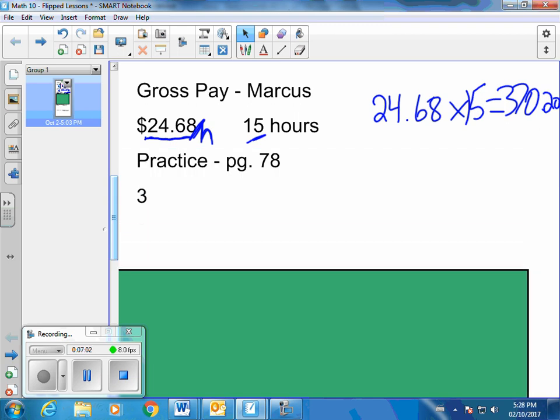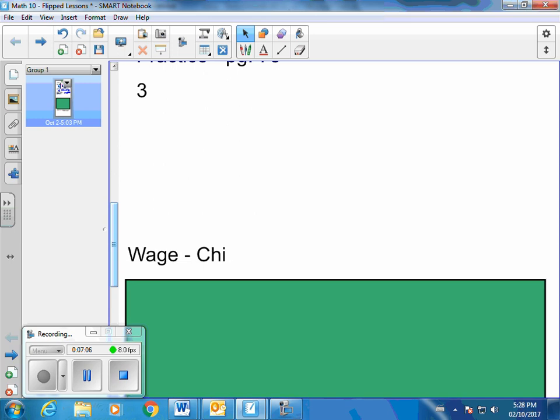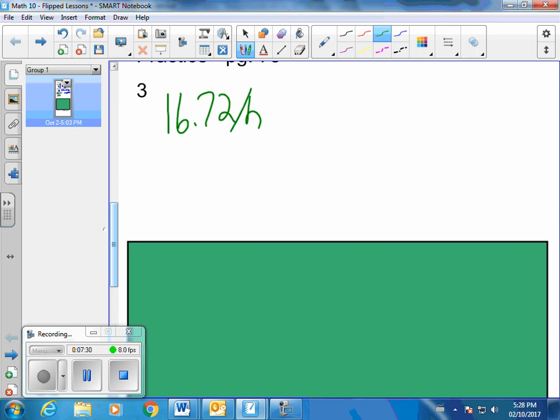So go ahead and slide on down to page 78. We are going to look at question 3 as an example very quickly. As always with word problems, the first thing we need to do is turn our English into math. We need to write an equation. So I know that Martha is working as a window dresser, so she actually charges $16.72 per hour.